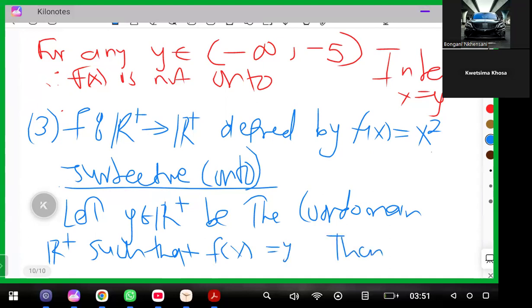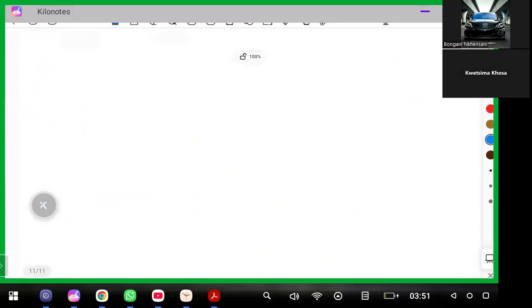Then I'm going to say y. We know that we must say y is equal to the function here. So y will be equal to our given function, x squared. Then we are left with the root of y, plus or minus, equal to x. So if we check, we will be having the square root of y, right? So it's either with a plus or a minus.